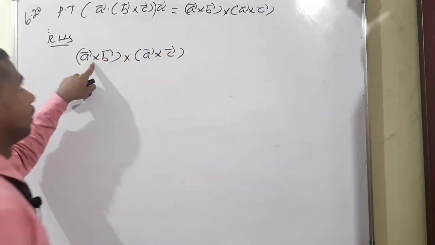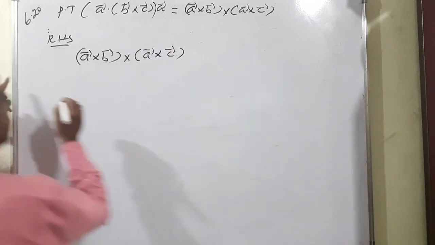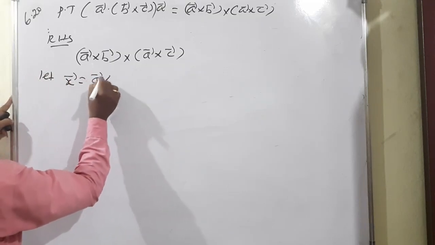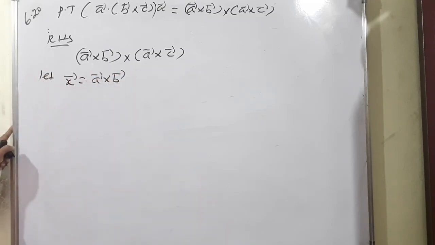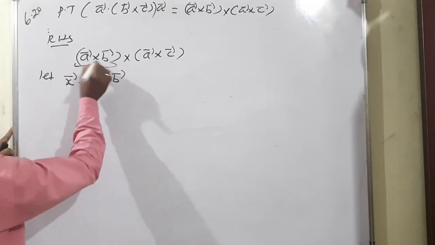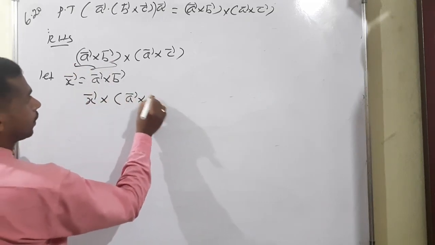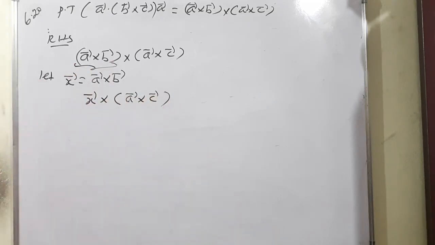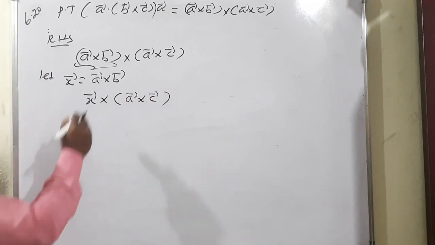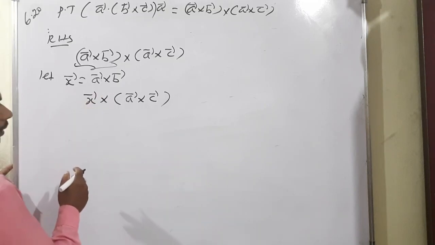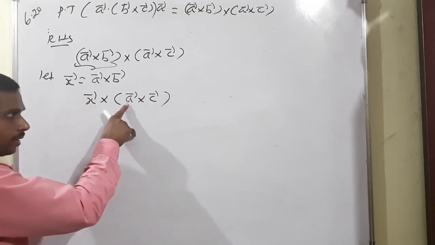Just to consider, let x vector be equal to A vector cross B vector. Okay, what will happen? Instead of A vector cross B vector, we can write x vector cross (A vector cross C vector). So now, with x vector, we have to apply the vector triple product expansion. Vector triple product expansion means we have to skip the first A vector.